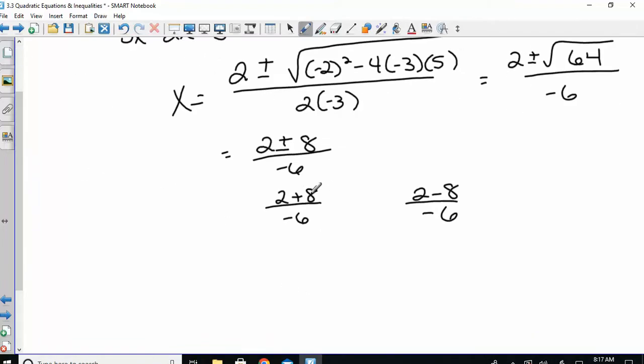So 2 plus 8 is 10. 10 over -6 reduces to -5 over 3. 2 minus 8 is -6, and -6 divided by -6 is +1. So we get -5/3 and +1.